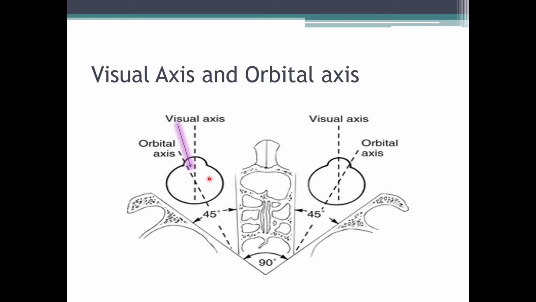The orbit is pyramidal, so this is the base of the orbit. The base of the orbit is nothing but the opening of the orbit. This is the base of the orbit and this is the apex of the orbit. An imaginary line passing through the center of the base towards the apex is your orbital axis. You can see this purple colored line: the angle between the visual and the orbital axis is around 20 to 25 degrees. So this is about the visual axis and the orbital axis.